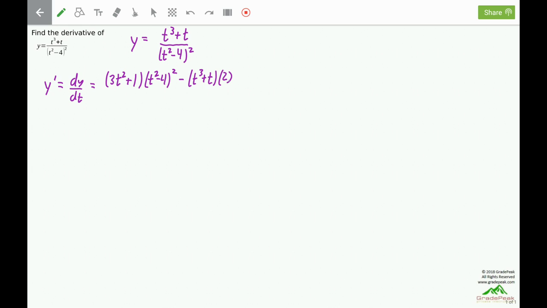Now the denominator is a quantity squared, so we'll start with the power rule. Bring down the power, subtract 1 from it, it'll be a 1 power now, and then multiply by the derivative of the inside to complete the chain rule. And then all of this is over the denominator squared.